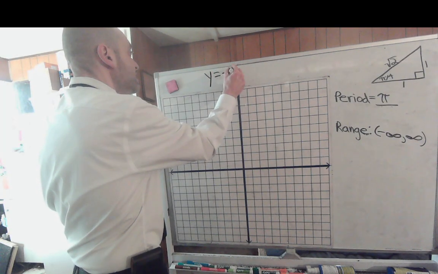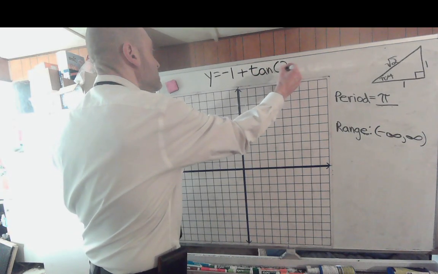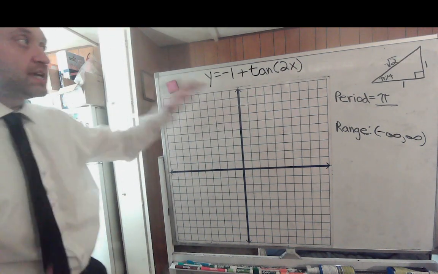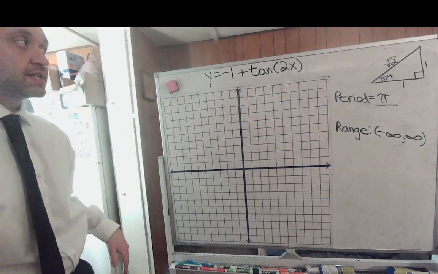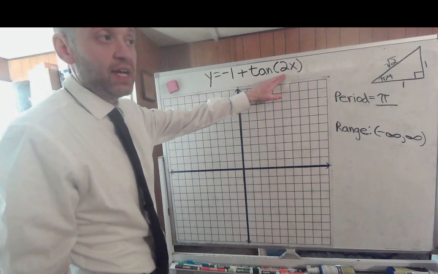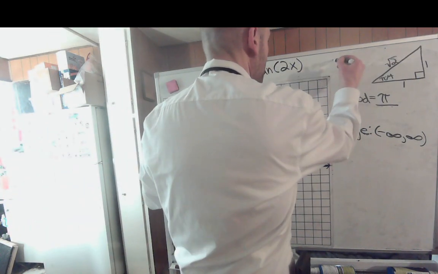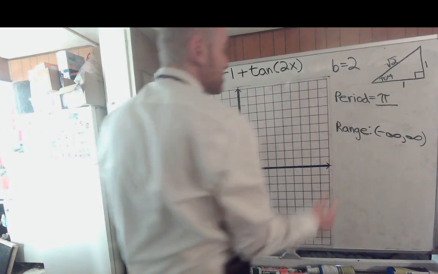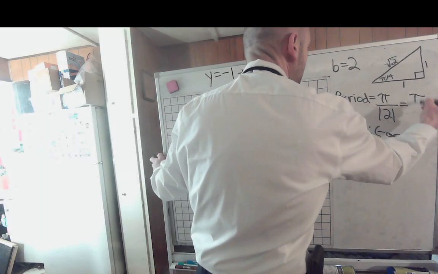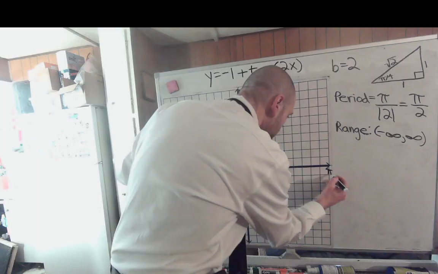Y equals negative 1 plus the tangent of 2x. Alright, so this isn't so bad. Well, look at your b coefficient. The coefficient on the x, that's 2, right? So you're going to find your period, you got your b equal to 2. So take that pi divided by the absolute value of 2, which would give you a period of pi over 2. So we can go ahead and plot all these now.